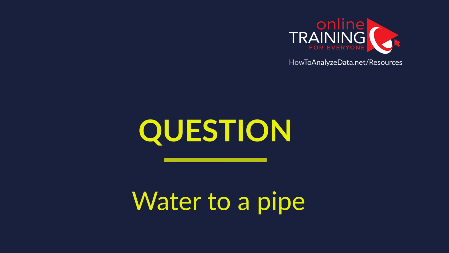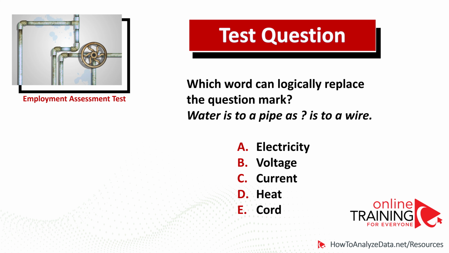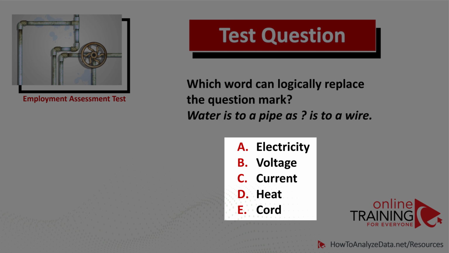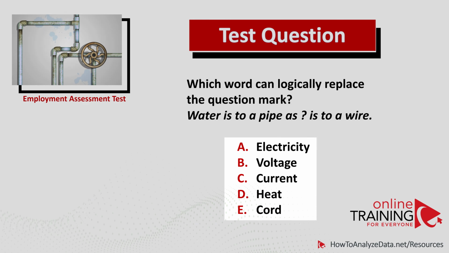Let's look at the tricky question, which is often used to test your knowledge of finding synonyms and understanding analogy in terms of the words. Which word can logically replace the question mark? Water is to a pipe as something to a wire. And you have 5 choices: electricity, voltage, current, heat, or cord. Do you think you know the answer?